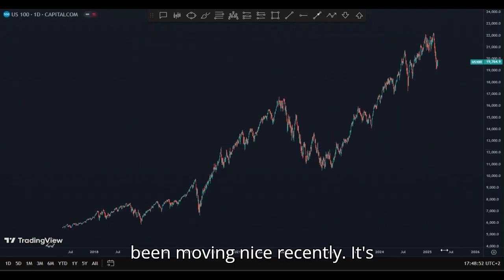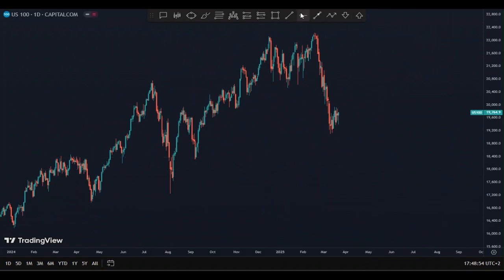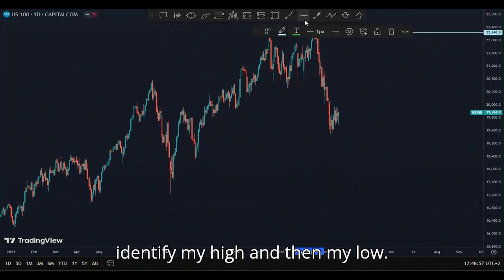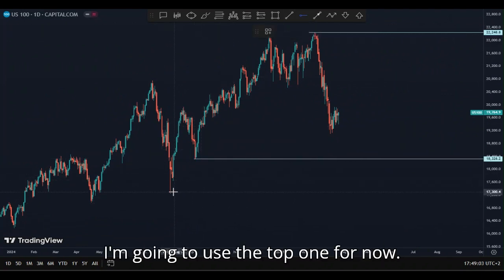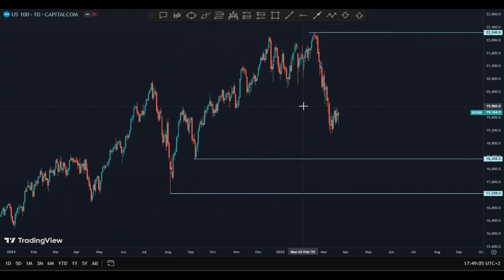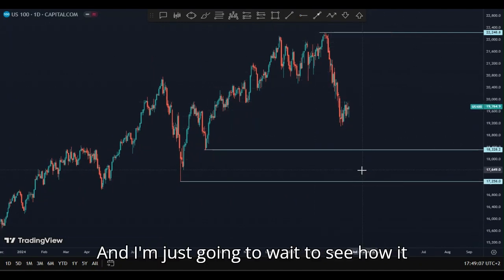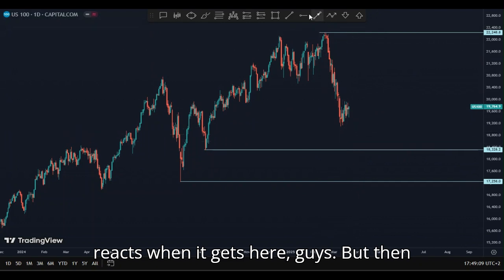It's been moving nice recently. It's moving very nice. So I'm gonna identify my high and then my low. I'm gonna use this one. It's these two, but I'm gonna use the top one for now. And I'm just gonna wait to see how it reacts when it gets here, guys.